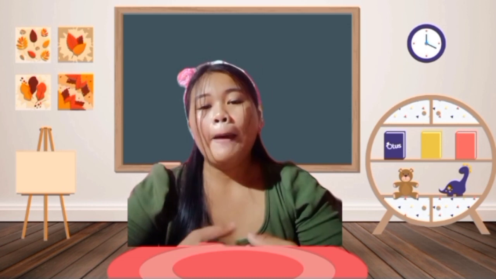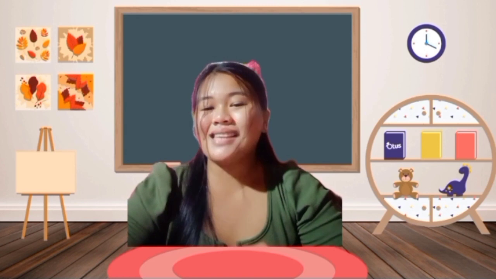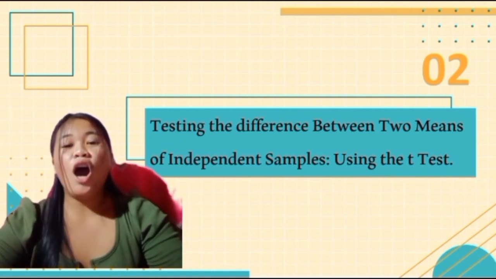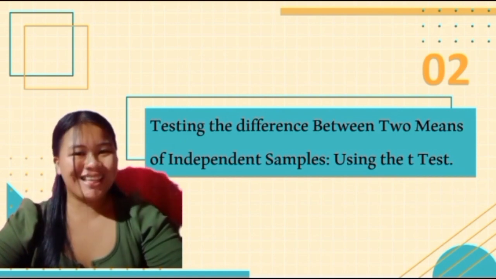In many situations, however, these conditions cannot be met, that is, the population standard deviations are not known. In these cases, a t-test is used to test the difference between means when two samples are independent and when the samples are taken from two normally or approximately normally distributed populations. Now, the next subtopic of chapter 9, or the second section of our lesson today, will be all about testing the difference between two means of independent samples using the t-test.